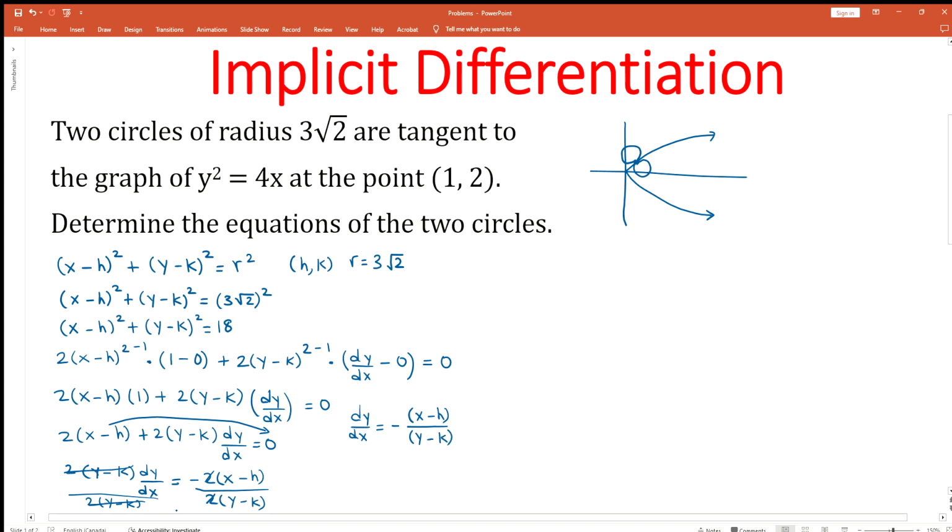We have to find the slope of the tangent at (1, 2) because the circles are tangent to the curve at this point. So at this point, the slope of the tangent should be the same for both the circle and the curve. We should sub in x as 1 and y as 2 in this equation for dy over dx.